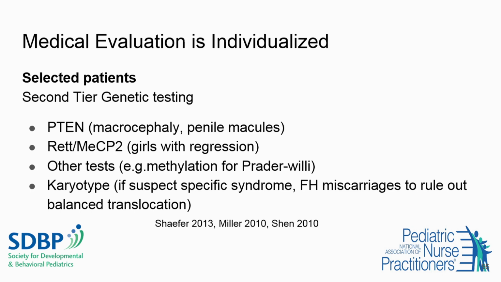Girls who have significantly more severe phenotypes of regression may have Rett syndrome, so you want to order deletion and sequencing testing for the MECP2 gene. And then other tests may be directed if you're seeing signs of a specific syndrome. Prader-Willi, for example, you often need to do methylation testing to make that diagnosis.